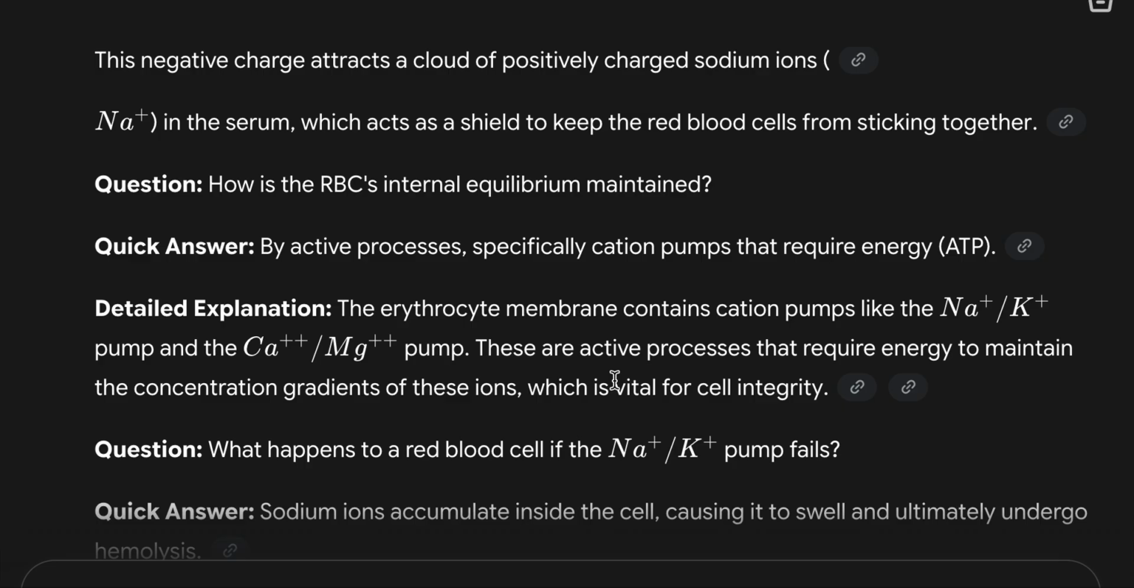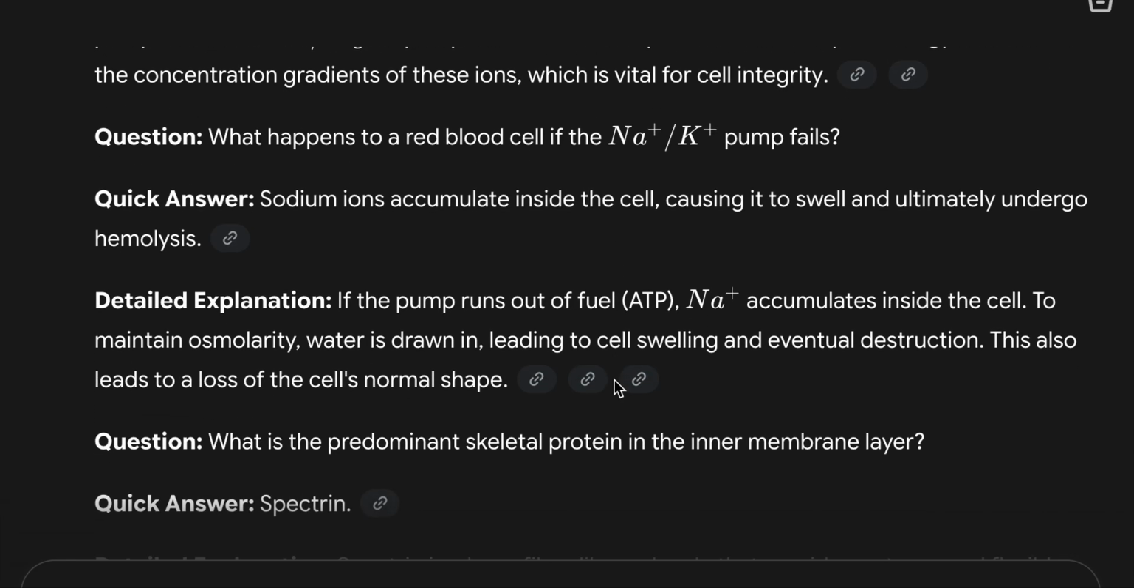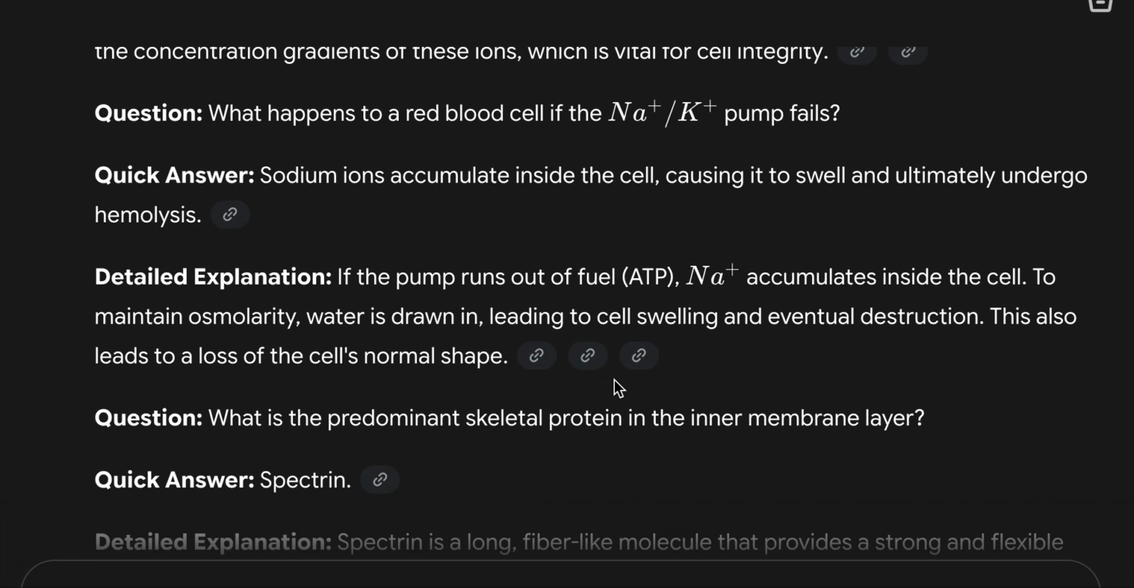A little bit more of a detailed explanation. The erythrocyte membrane contains cation pumps like the sodium-potassium pump and calcium-magnesium pump. These are active processes that require energy to maintain the concentration gradients of these ions, which is vital for cell integrity. What happens to a red blood cell if the sodium potassium pump fails? Sodium ions accumulate inside the cell, causing it to swell and ultimately undergo hemolysis.